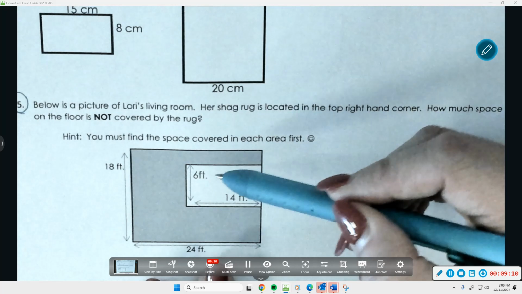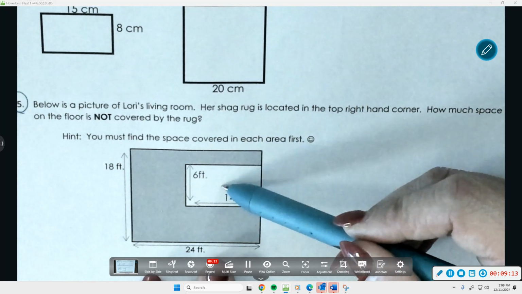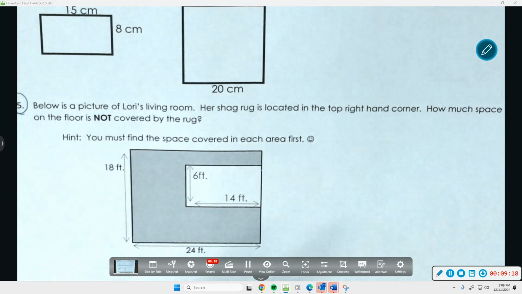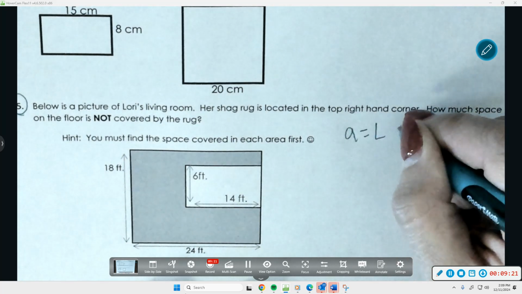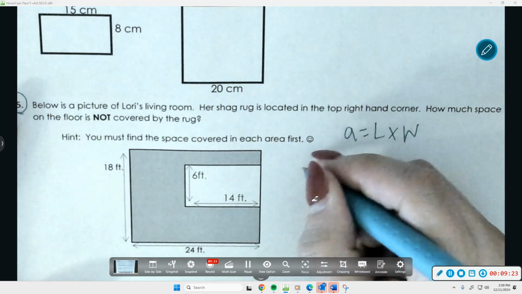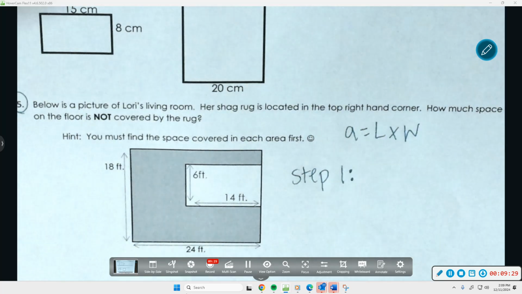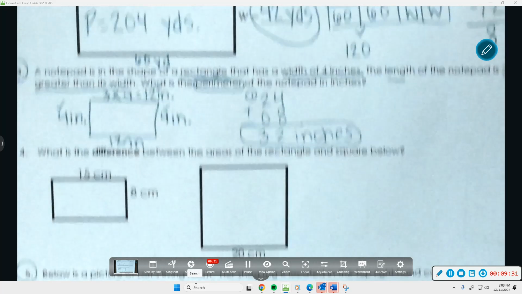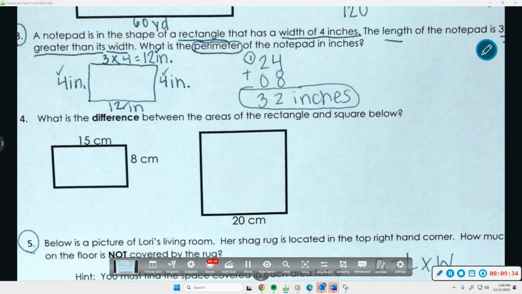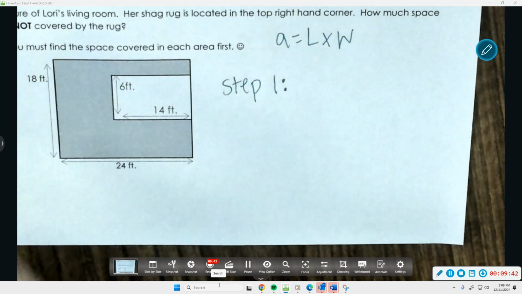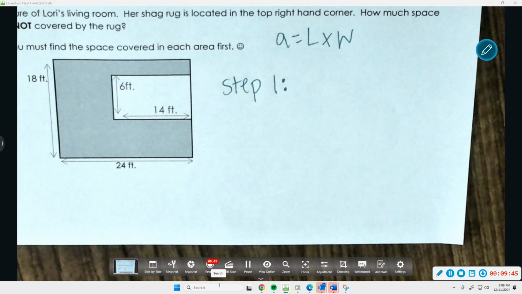First I'm noticing I have this rug right here. And I think it said area, right? Because if it's a carpet or a living room floor, I'm probably going to look for area. But I think I have 2 steps here. Because I don't want to know the area of the entire floor. I want to know if I got rid of that rug, what would be left? So how am I going to do that? What would I do first in this problem? Think about that.